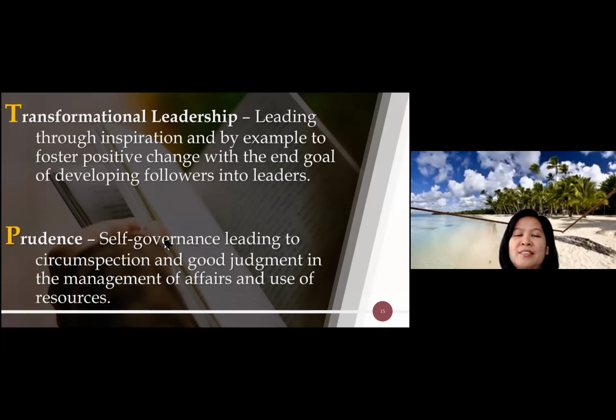Finally, prudence: self-governance leading to circumspection and good judgment in the management of affairs and use of resources. So USTP will be helping you, will be providing for you. At the same time, we hope that our use of these resources will come from good judgment, will come from circumspection. What do we mean by circumspection? A very deep sense of self-reflection so that we manage our affairs and use our resources justly.